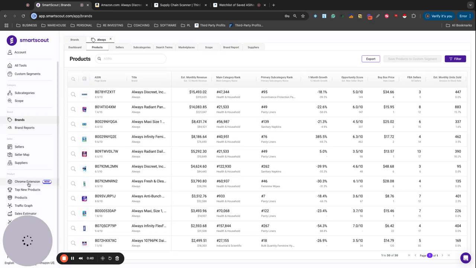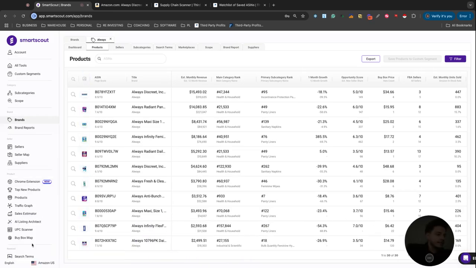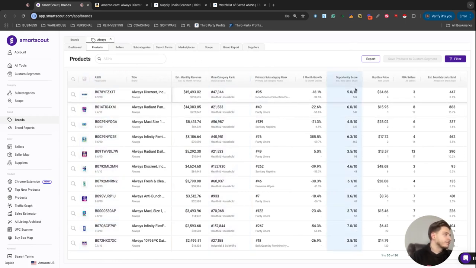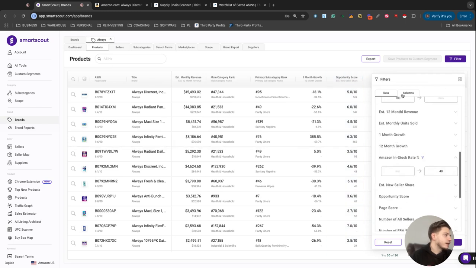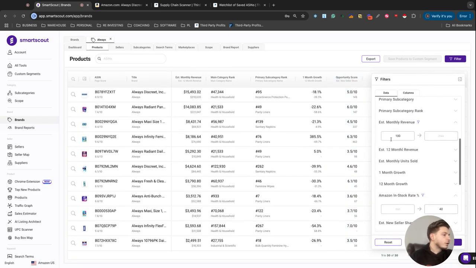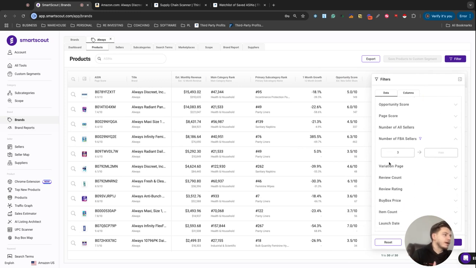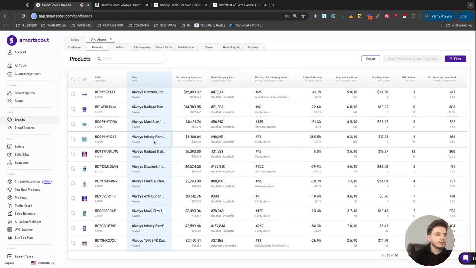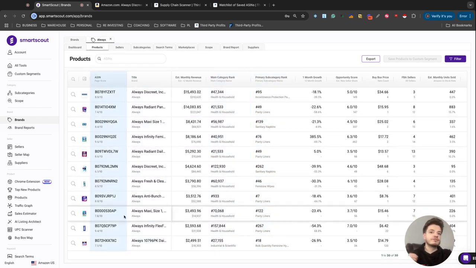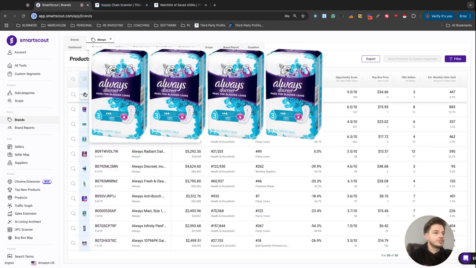We already found a potential brand here by the name of Always, tampons for women. Now, I set some filters as well. So I set a monthly revenue of $100, an Amazon in stock rate that's greater than 40%, and number of FBA sellers that's greater than 3. It's going to populate all the listings here that meet that filter criteria. So let's go through and let's open up this first item.